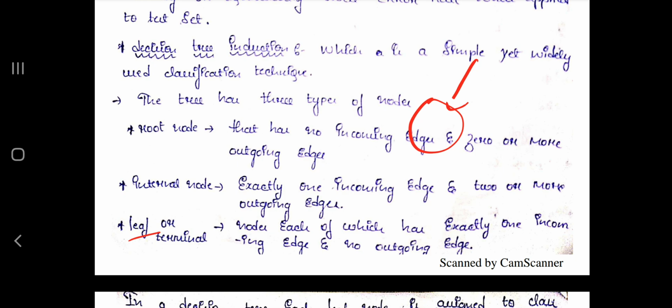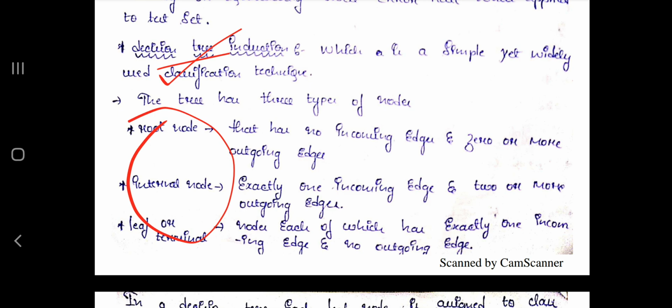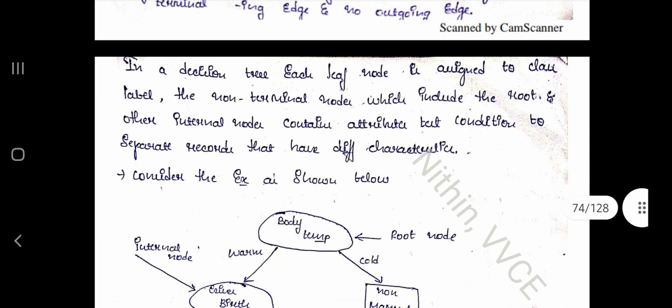Fine. So those are the different parameters. The first point you'll write is that decision tree induction is a widely accepted classification technique, and there are three things: root node, internal node, and leaf node.